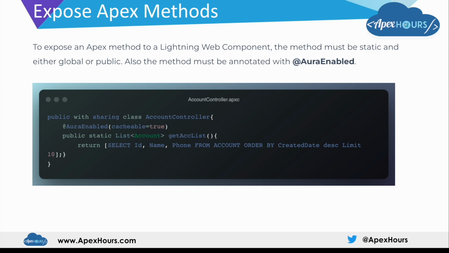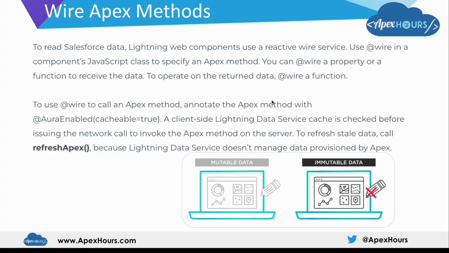I have already shared it with you guys. We have just created an Apex class and exposed it to the Lightning Web Component using the AuraEnabled annotation. Okay. Now let me show you how you can use wire to call a method from Apex to your Lightning Web Component. To read Salesforce data, Lightning Web Component uses the reactive wire service, as I have already explained these things to you in our previous video, which was wire adapter and function.